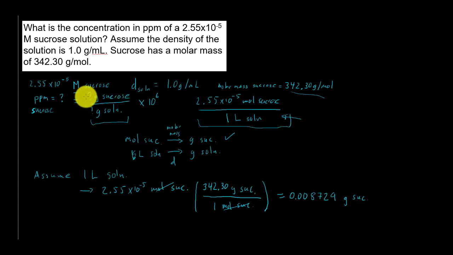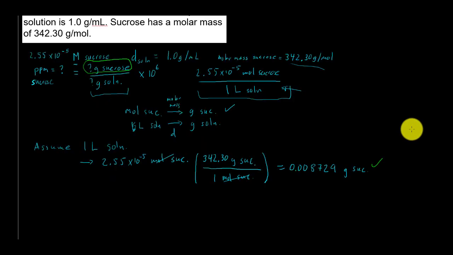So now I know what's going to go up here in the numerator of this calculation. So this is the formula that I need to calculate ppm. I need to know grams of sucrose. Well, I do now. Yay. All right, so let's keep on going. We're going to scroll down here a little bit, give us some more room.